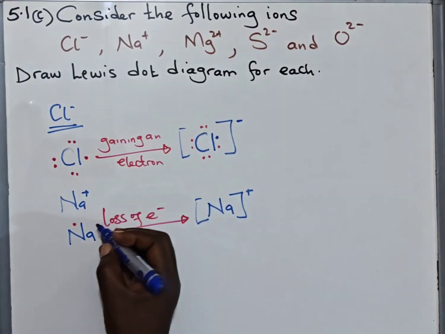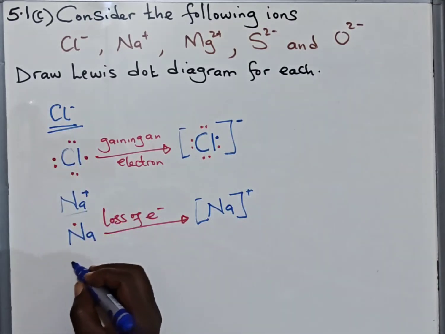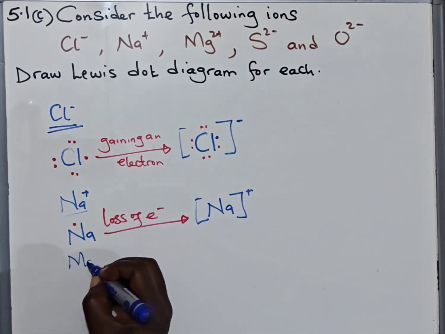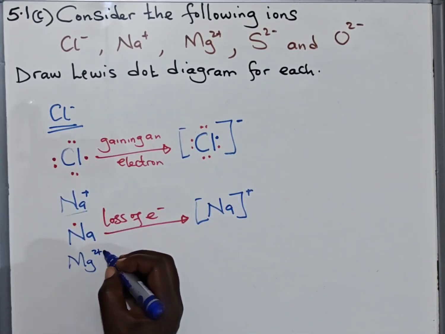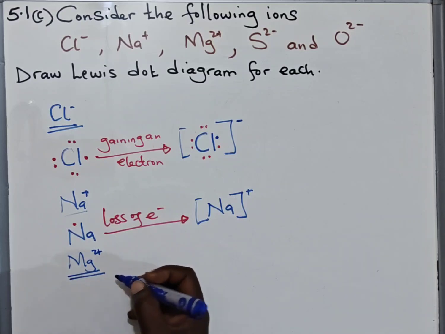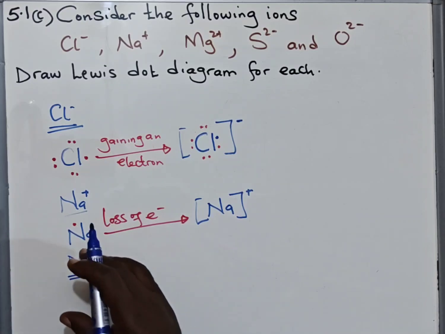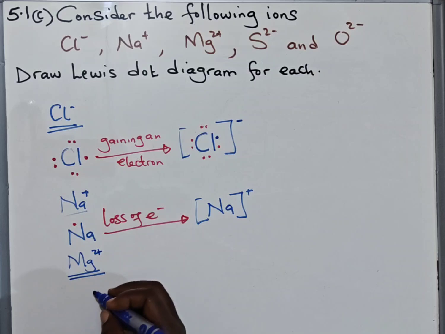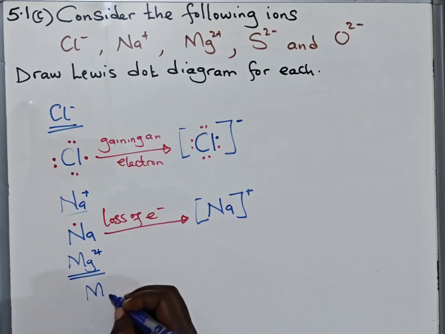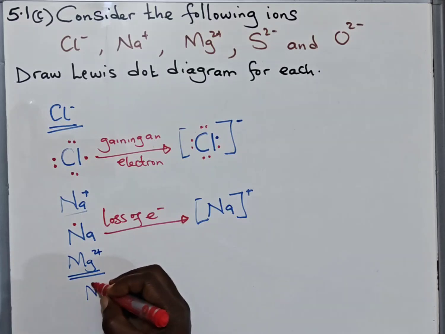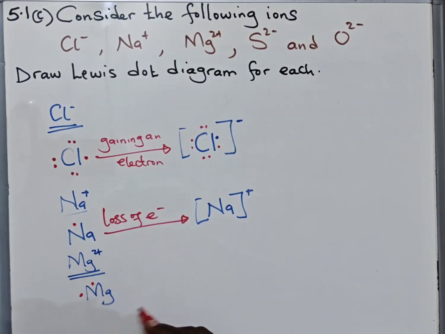Yeah, next, it is magnesium ion. How do we approach this one? The first step is to represent the Lewis dot diagram of magnesium atom. Magnesium belongs to group 2. So it has 2 electrons distributed around it.